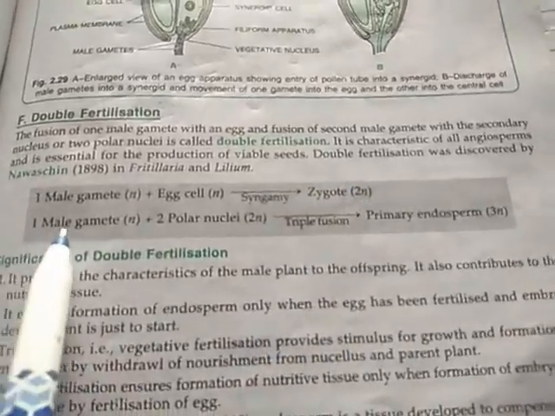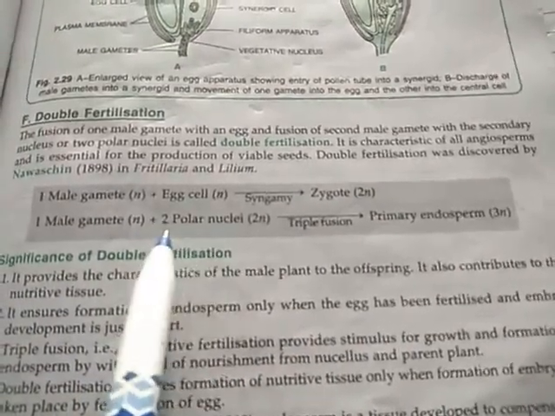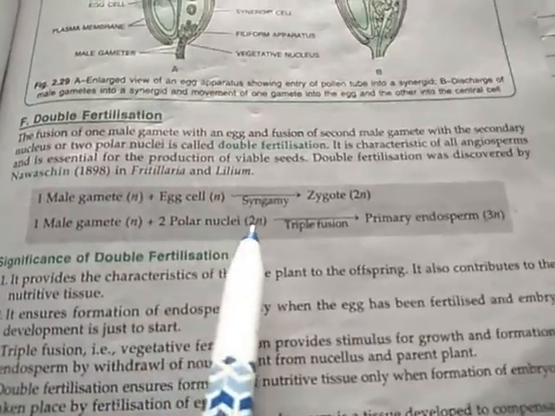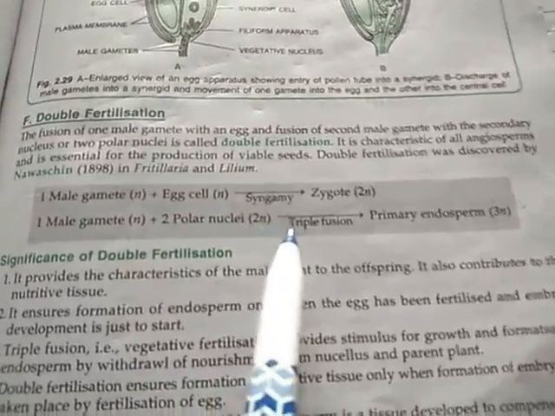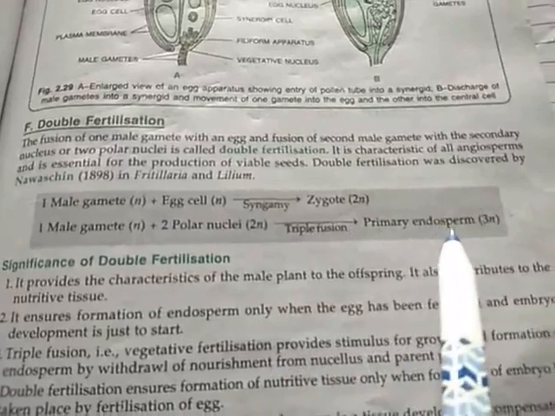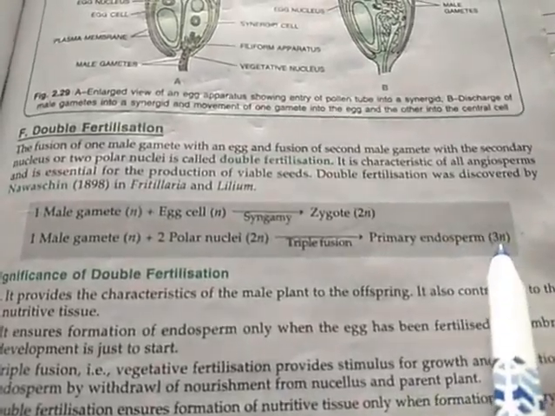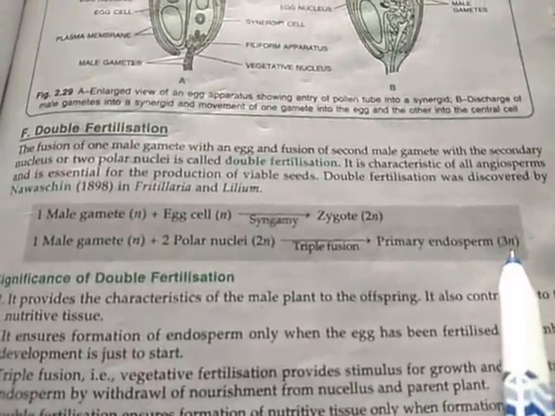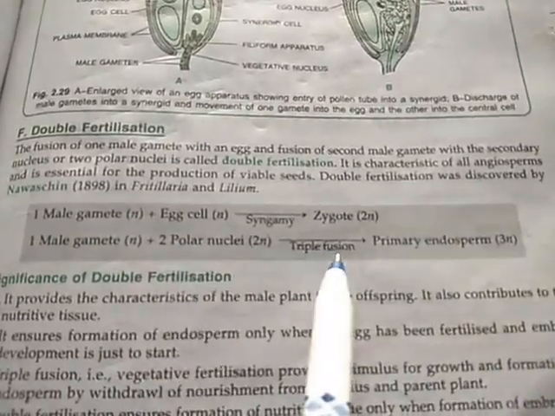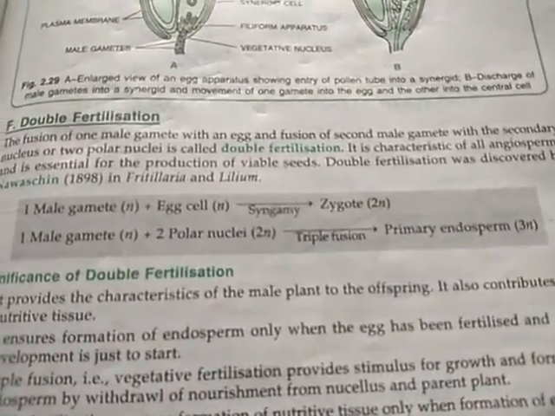Similarly, one male gamete with n chromosomes plus 2 polar nuclei. I said 2 polar nuclei, which means 2n. Combining through the process of triple fusion, it forms the primary endosperm, which is 3n, meaning 3n number of chromosomes. So it is called triple fusion. So I hope this topic is clear.